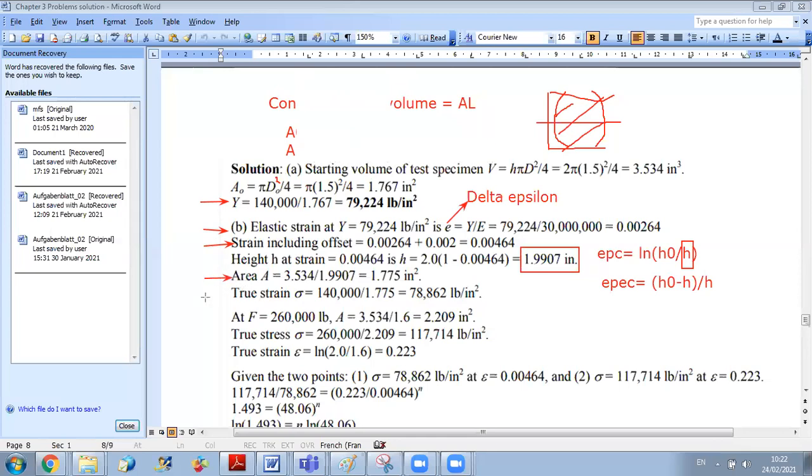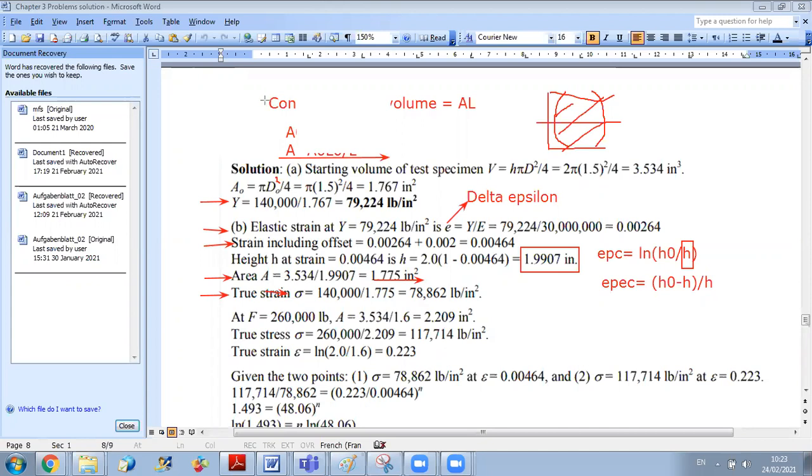So true stress, you can calculate it as, so here true stress is the force, the load at this point, which is given to be F equal to 140,000 lb. You divide it by the actual area, which is calculated based on this formula, and you get then the true stress. But this method is complex relative to the other method. If you use the other method, it is easy.